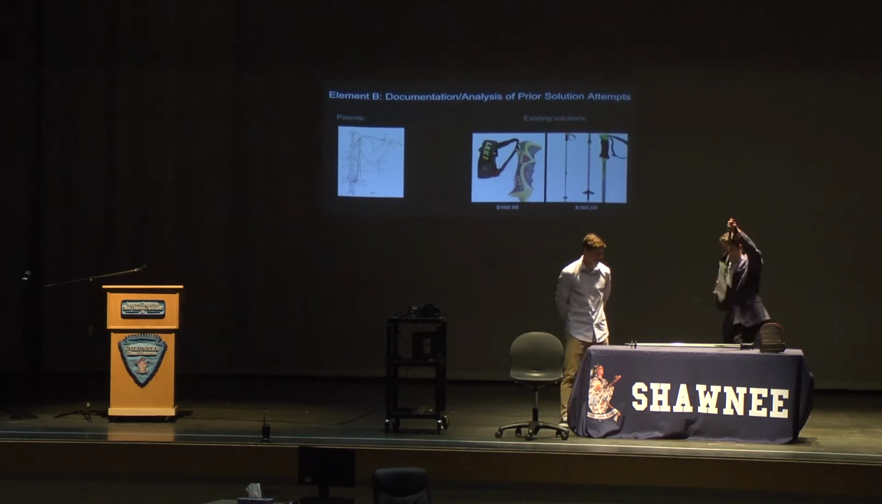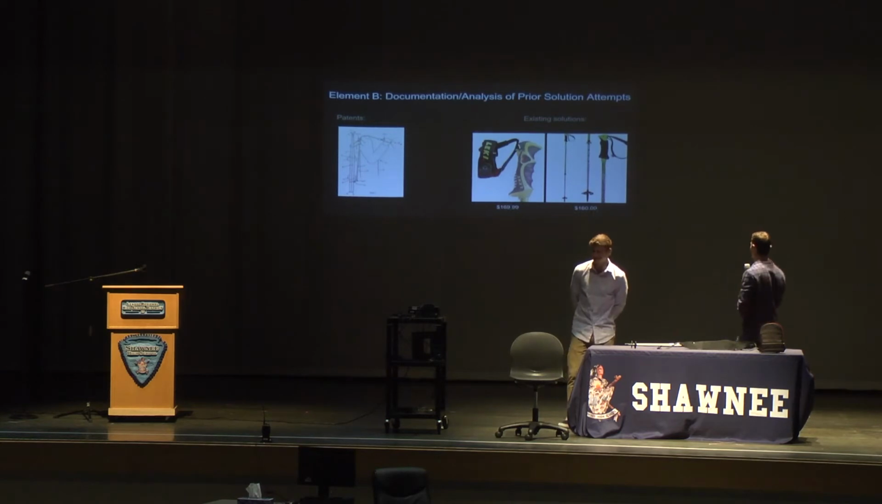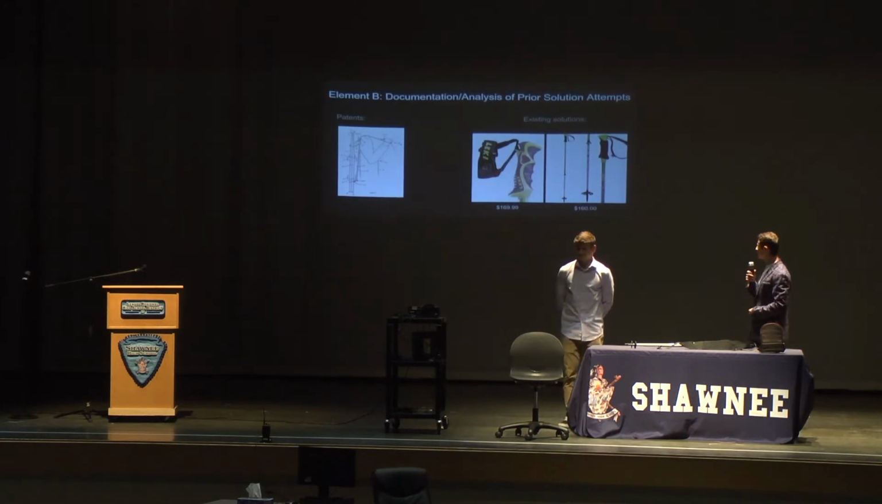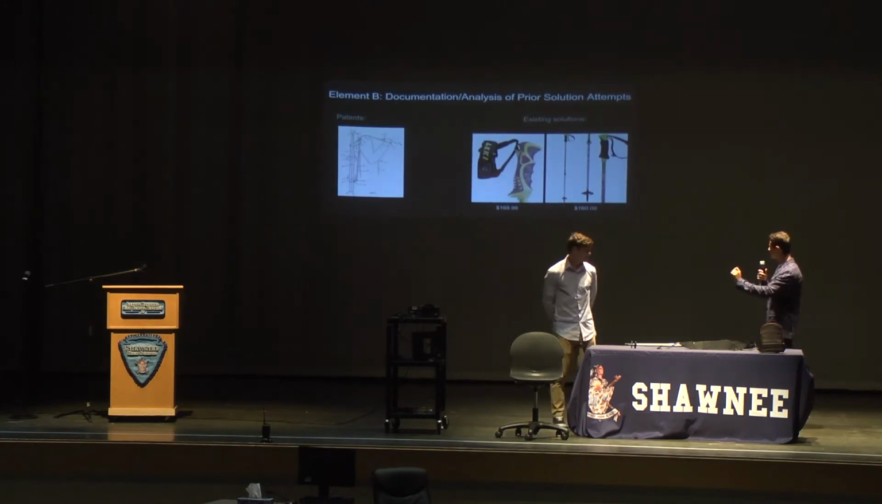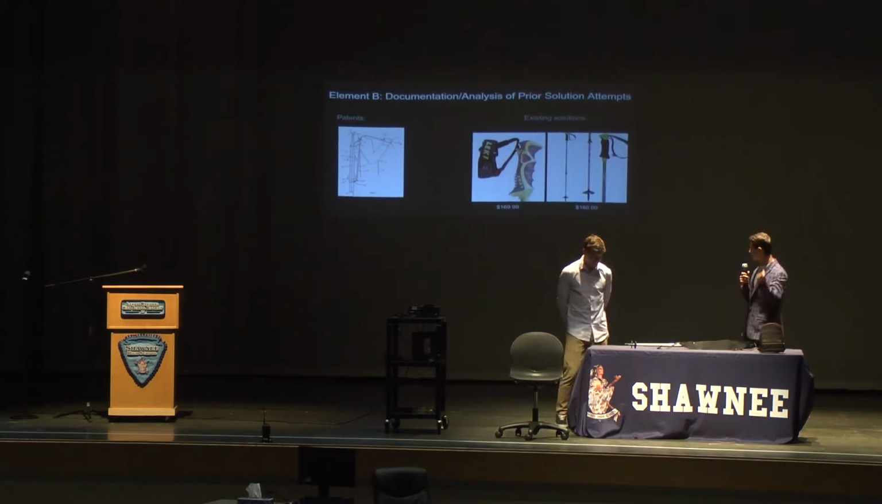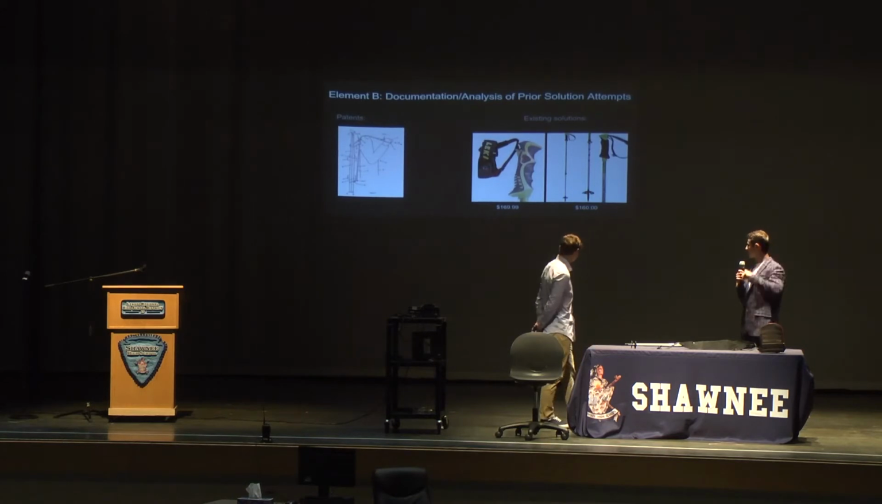All right, so element B, we looked at prior patents, and we looked at a lot of patents, but this is the only one we really took anything from. It was the idea of having an attachment at the top and an attachment at the bottom, two points of contact, and the positioning over the back. That's where we got the idea started.